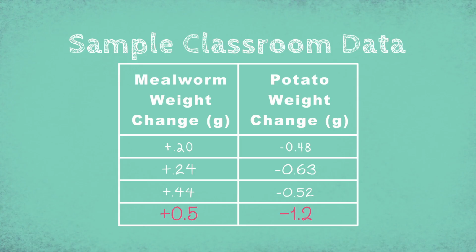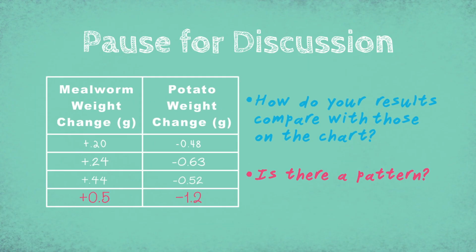And our data are right in line with the data from another classroom. These are our data, but you have data too. How do your results compare with those on the chart? Is there a pattern? Pause the video and discuss.